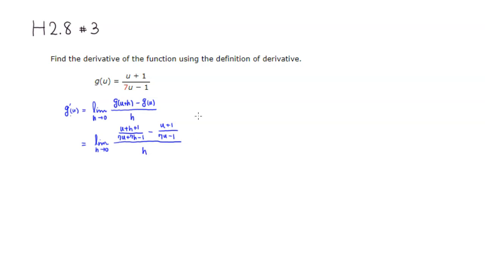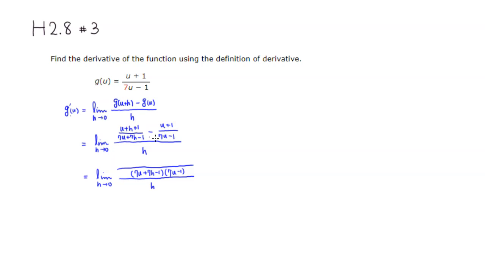So we have that. Then we're going to try to combine the two quotients in the numerator by finding the common denominator. So this is going to be equal to, we're going to leave the limit as h approaches 0 alone. Then the common denominator is just the product of those two denominators, so you just multiply those together. So you have 7u plus 7h minus 1 times 7u minus 1. Then we have to multiply the numerator by 7u minus 1.